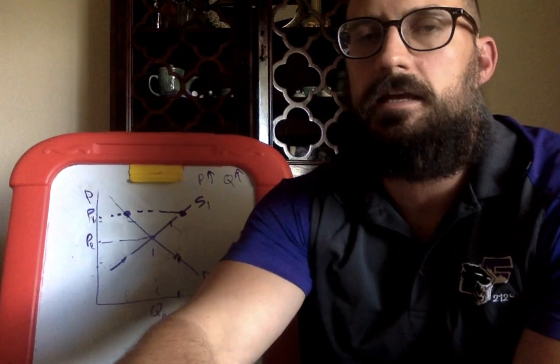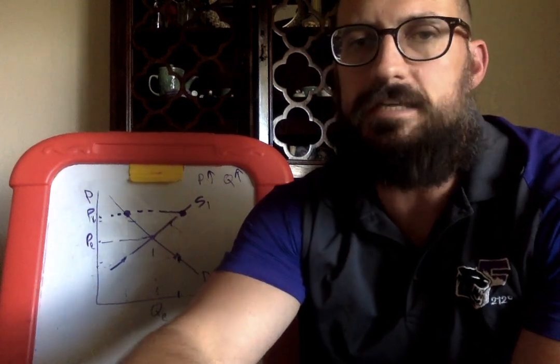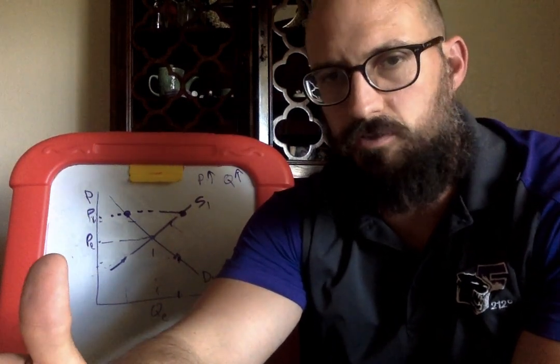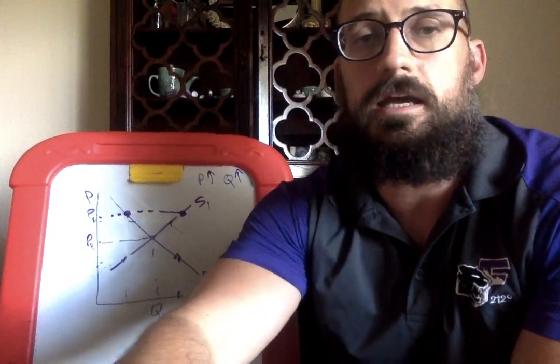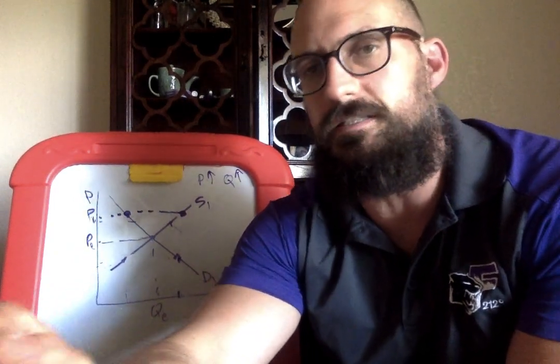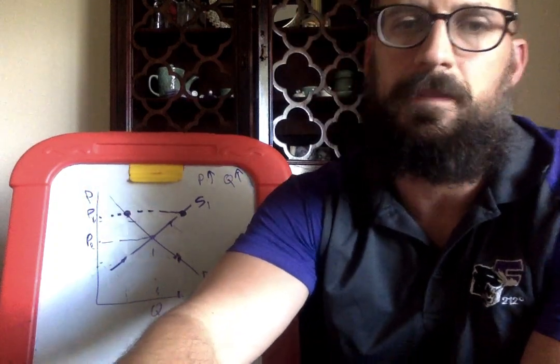And then we can look at the reverse of that. So if we decrease supply, you would see an increase in price and a decrease in quantity. And then if you decrease demand, you're going to see a decrease in price and a decrease in quantity. Okay? All right.